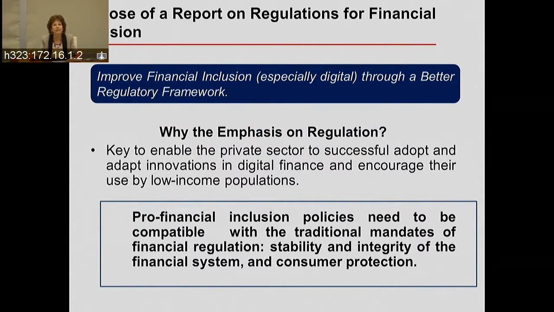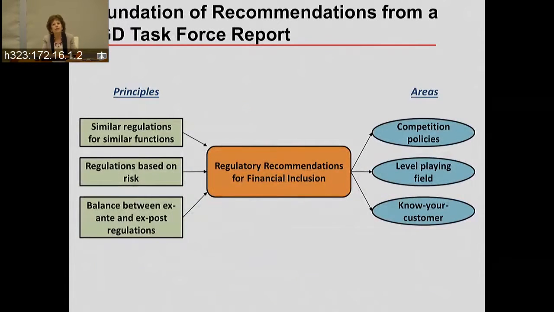the best practices? To answer this question, we thought of a framework of analysis that is based on three principles. Those three principles form the base through which we produce a number of recommendations for financial inclusion. So let me tell you about the three very basic principles.